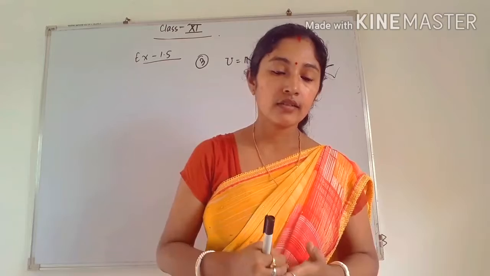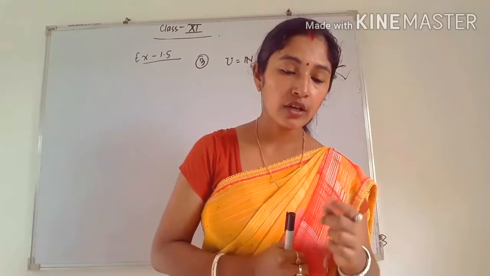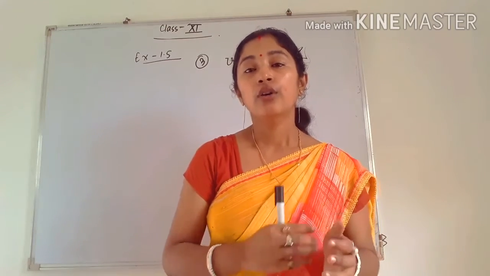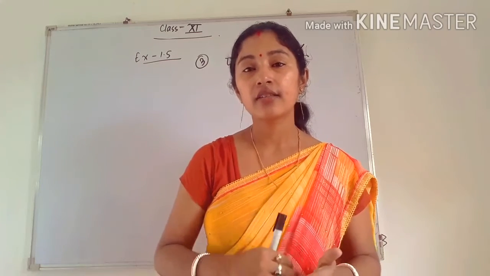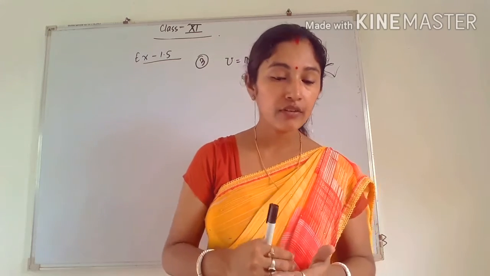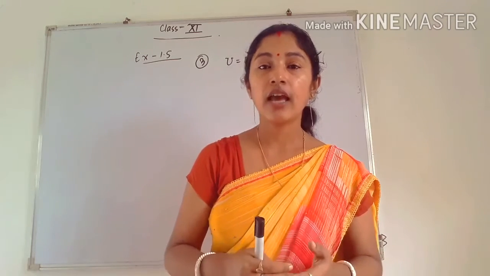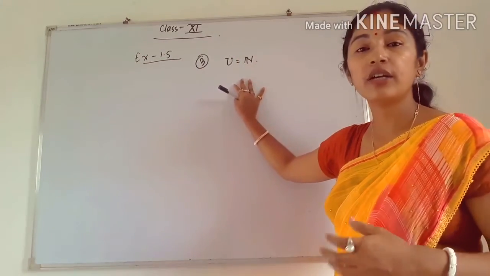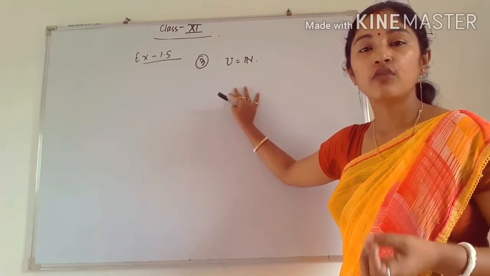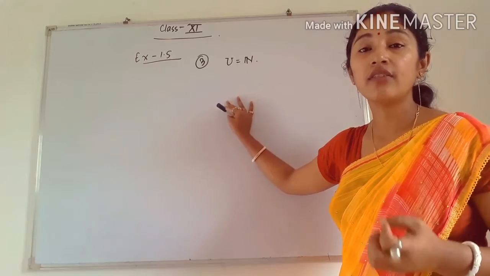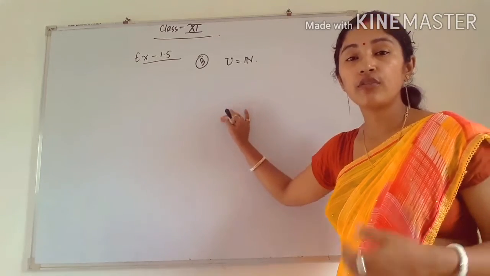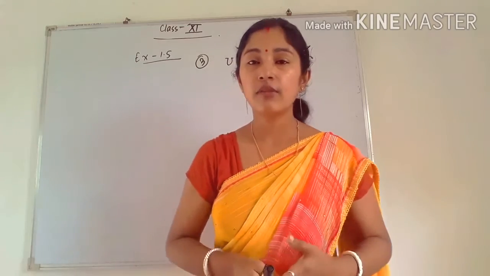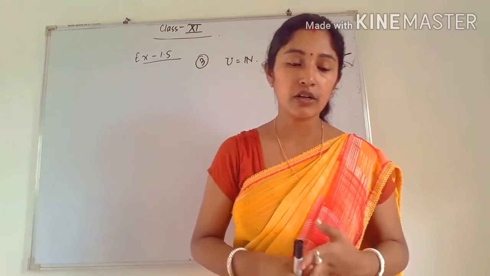Okay. Next, see number 3. In number 3, x is a positive multiple of 3. So the complement you can write, x is a negative multiple of 3. But as the universal set is the natural numbers, and natural numbers contain no negative numbers, we cannot write x is a negative multiple of 3. So what we have to write? We have to write that x is not a multiple of 3.